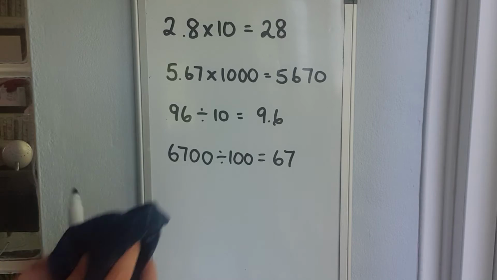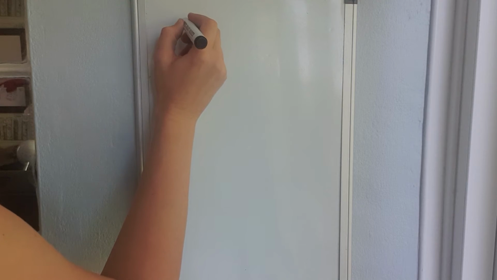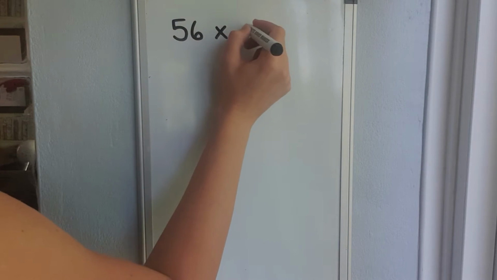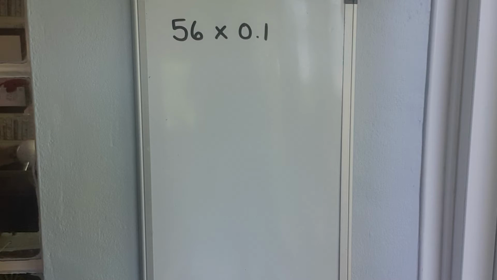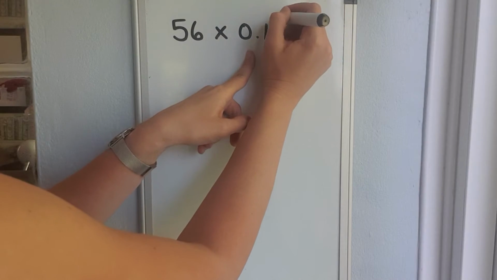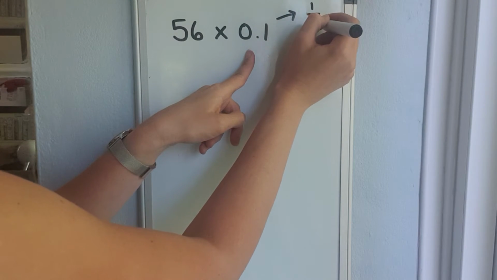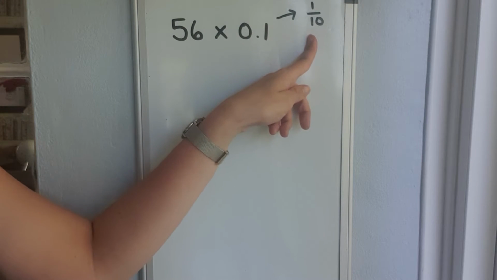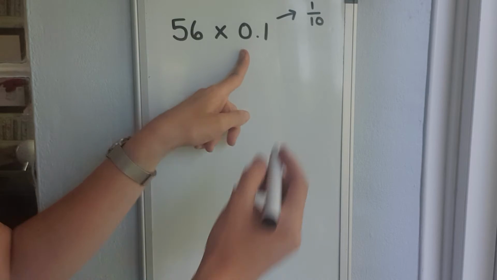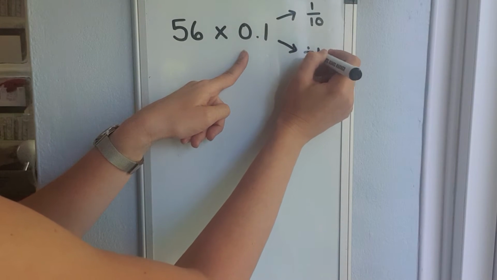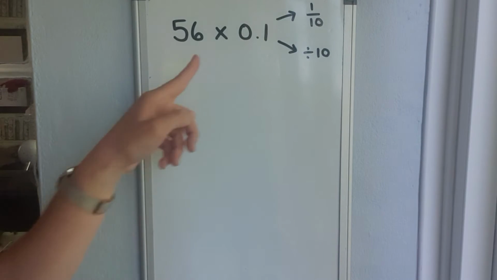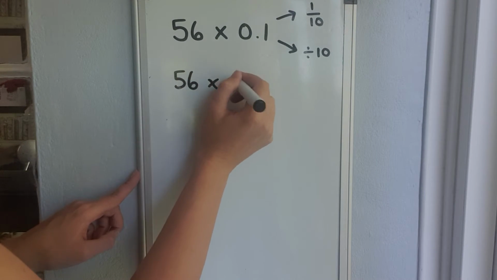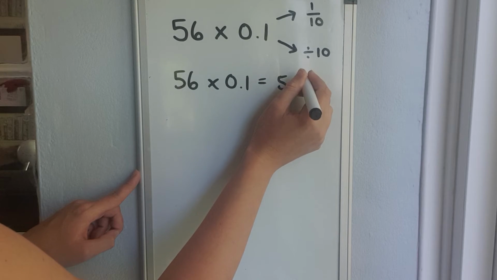So the next step from that is looking at what happens when you multiply and divide by decimals. For example, if I had 56 and wanted to multiply it by 0.1, I know that that number is not going to get bigger, it's going to get smaller. And 0.1 is the same as 1/10. So it's basically like saying, what's 56 times a tenth? Or another way of doing that is saying that is the same as dividing by 10. So the answer to that would be 5.6. So 56 times 0.1 is 5.6.